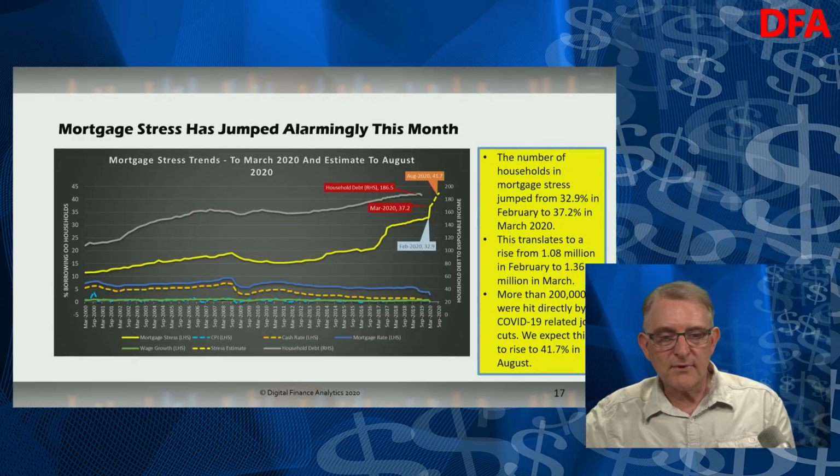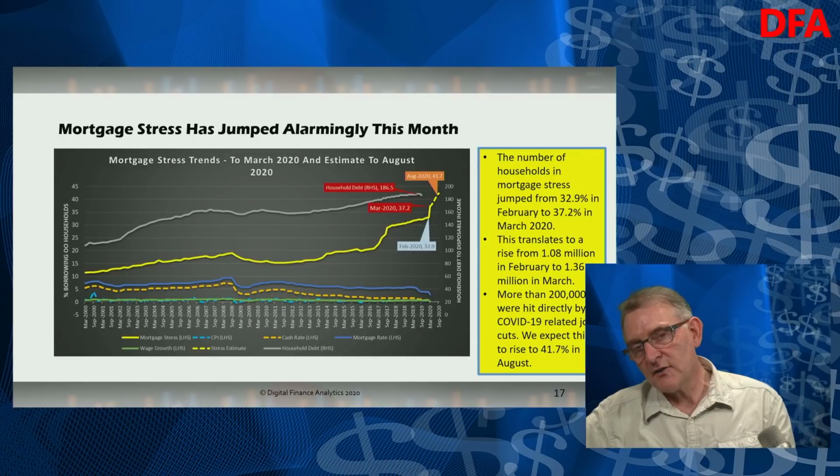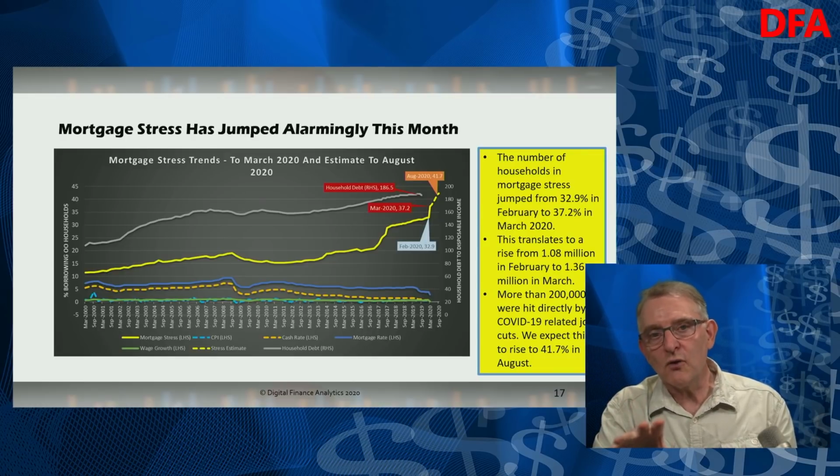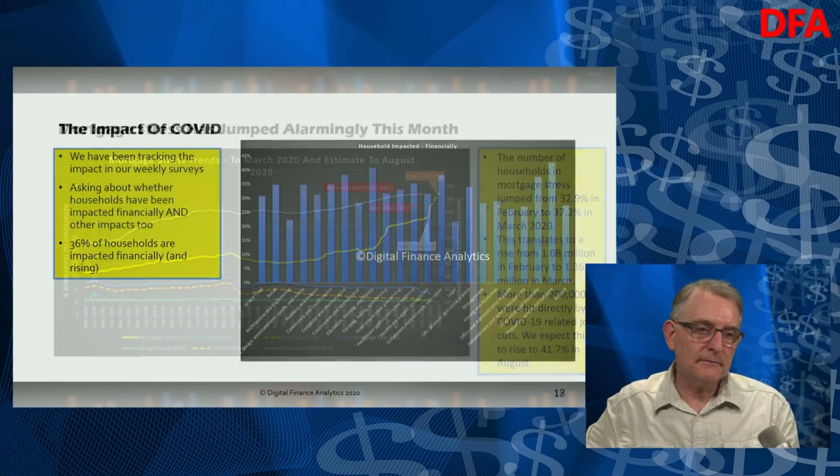Mortgage stress also jumped up. It was 32% a month ago. It's now 37.2% in March. That's another 200,000 people. We look on a cash flow basis, so a lot of people are struggling with mortgage repayments, and that's where I depart from the Reserve Bank, because my data shows me that households are really struggling with their financials before the virus hit, and now it's just continuing to go the same way. So that's a big deal.